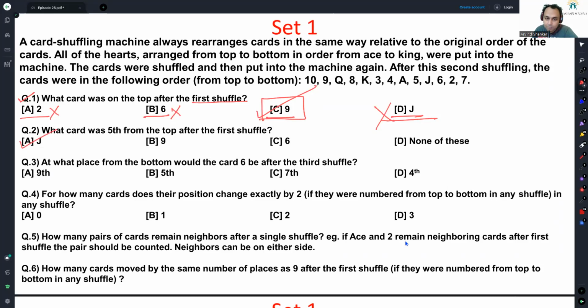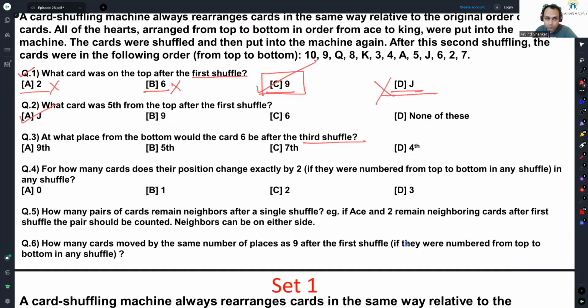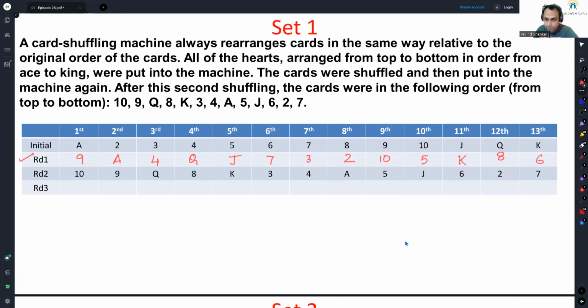At what place from the bottom would card 6 be after the third shuffle? The question is asking me about the third shuffle now. So let me go ahead and do the third shuffle. I remember it was 10-5. So 10-5, 9-10, Q-8. 8-2, K-6, 3-4, 4-Q, A-9, 5-J, J-K, 6-7, 2-A, and 7-3. I know all of this.